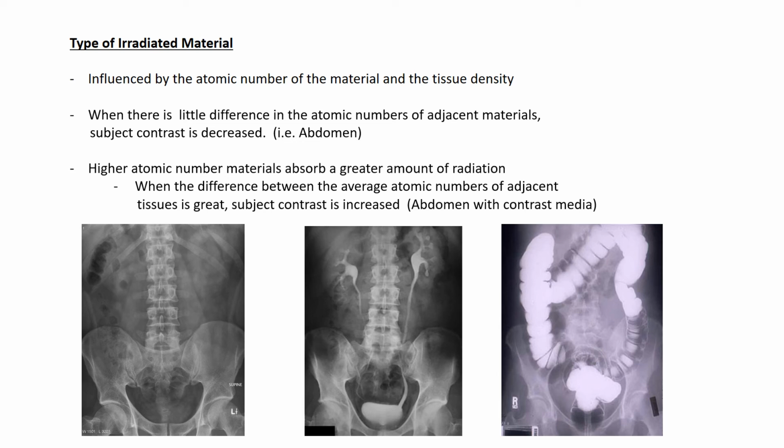Once again, on a plain KUB, I might see some gas patterns within the colon, but I'm certainly not going to see the different structures that make up the colon individually, meaning the flexures and the ascending and the descending portions, the sigmoid, rectal area. So I'm going to have to add contrast because that abdomen has low subject contrast. I've got to add contrast to make it more contrasting. And in this case, adding barium makes the colon much more apparent.